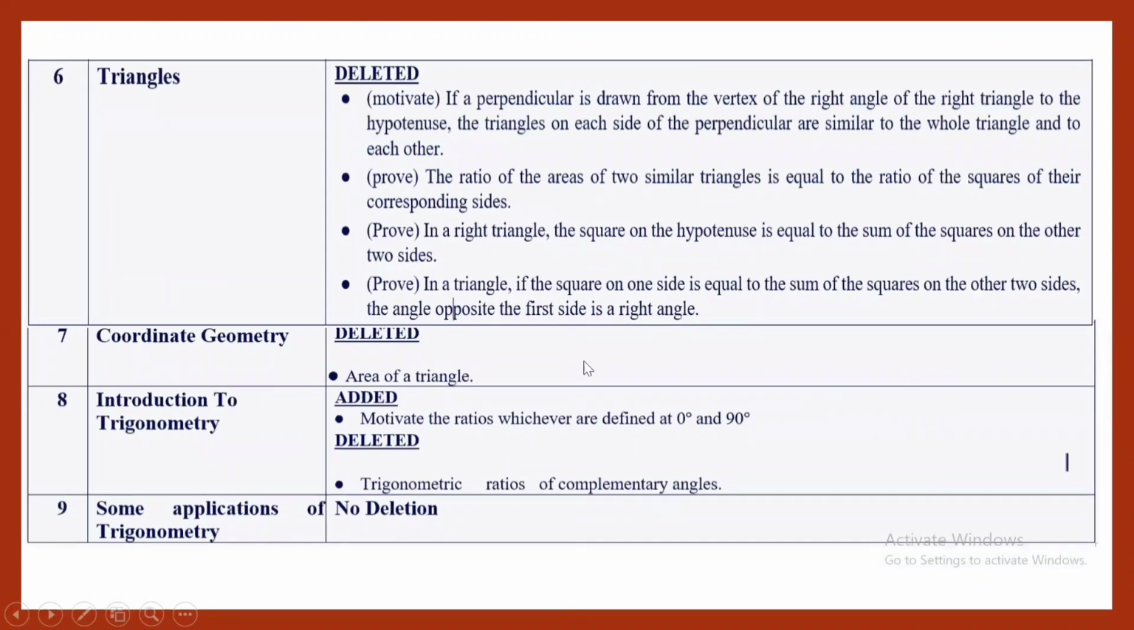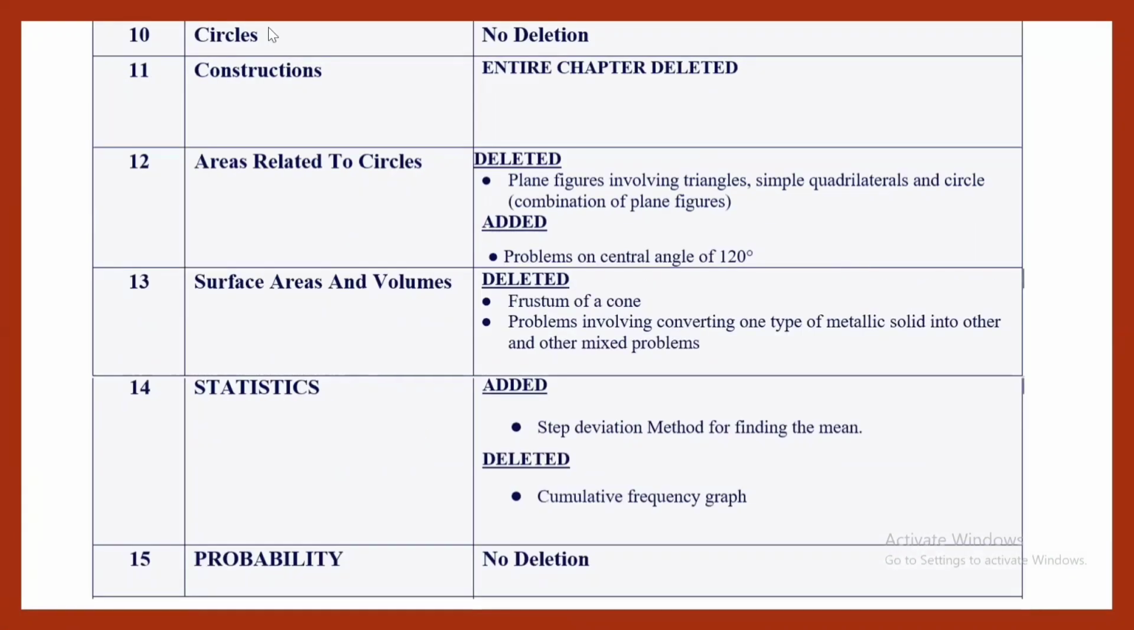Next, in the deleted portion for triangles, I told you the 4 important results have been deleted completely from your syllabus. You need not do them. In coordinate geometry, the area of a triangle has been deleted. In introduction to trigonometry, the ratios defined at 0 degrees and 90 degrees are to be done, and the trigonometric ratios of complementary angles are still not there. Some applications of trigonometry, no deletion. Circles, there's no deletion. Constructions, the entire chapter has been deleted.